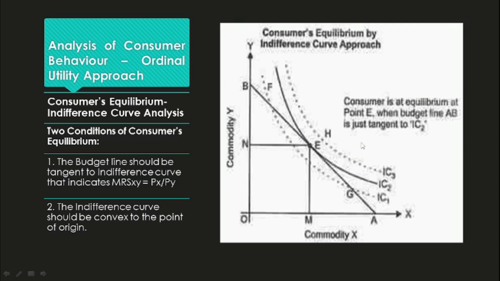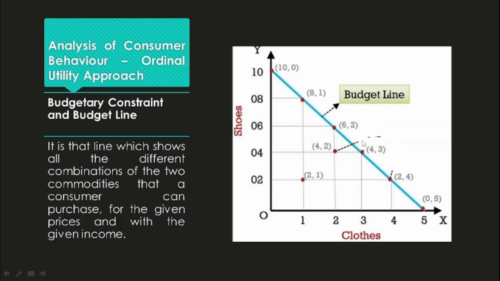But in order to understand the consumer's equilibrium in ordinal utility or indifference curve analysis, we must first understand the budget line, because it is both the budget line as well as the indifference curve that decides the consumer's equilibrium in this analysis of consumer behavior using the ordinal utility approach. So once again, the indifference curve alone will not be able to give us the consumer's equilibrium. Okay, so we have already seen the consumer's equilibrium and its conditions in case of cardinal utility. Now we will discuss that in case of indifference curve analysis.